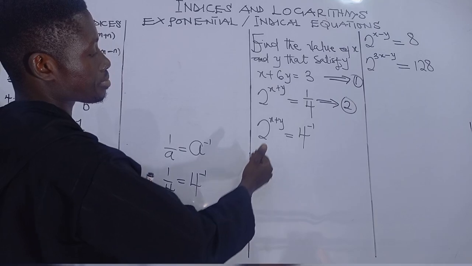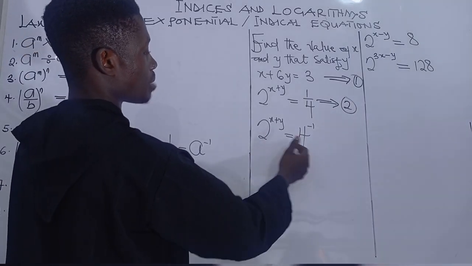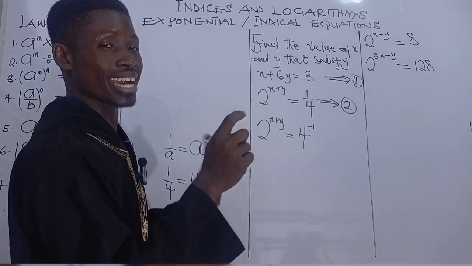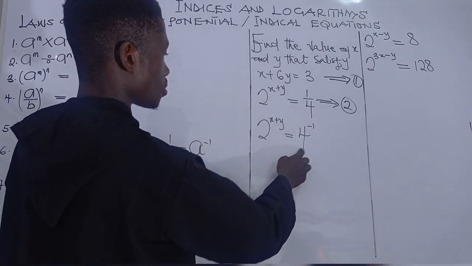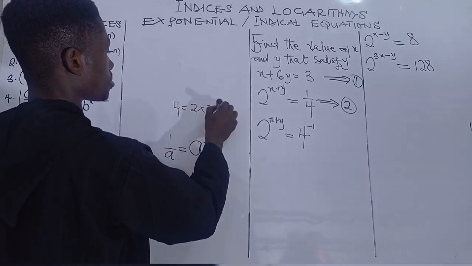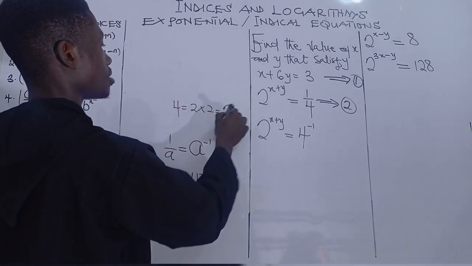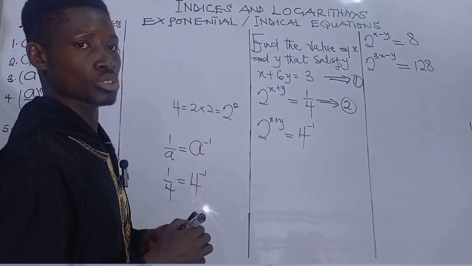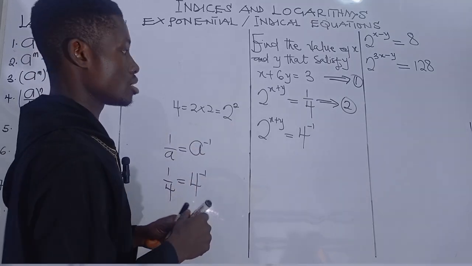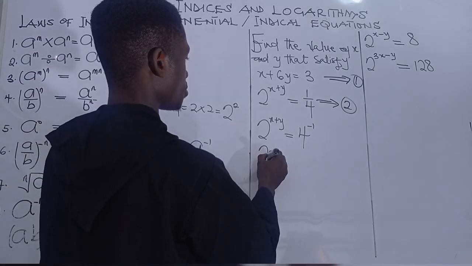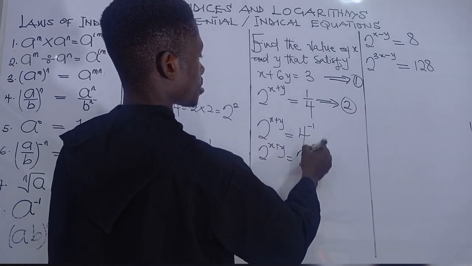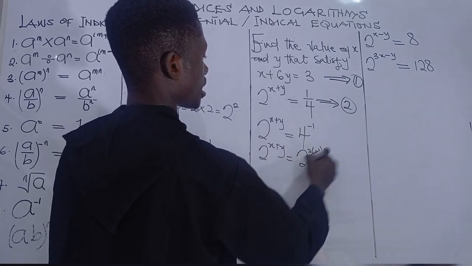And now we want the bases on either side of the equal sign to be the same so that we can equate their exponents. So from here we can write 4 as 2 times 2, and we can write this as 2 raised to the power 2. So in place of 4, we are going to write 2 raised to the power 2. So we have 2. But remember, we have negative 1 here.